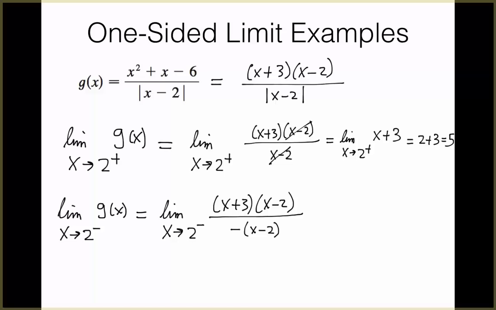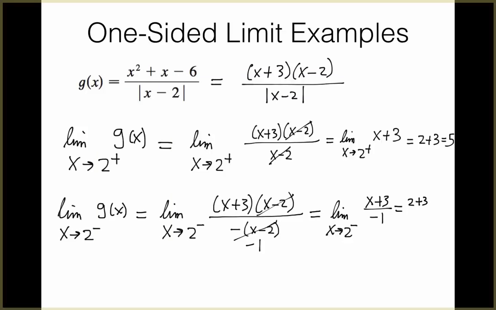So now when I cancel a common factor of x minus 2, I'm left with a factor of negative 1 in the denominator. And so I get the limit as x approaches 2 from the left of x plus 3 divided by negative 1. Now when I use direct substitution, I get 2 plus 3 over negative 1, which reduces to negative 5. So the right-hand limit as x approaches 2 is 5. The left-hand limit as x approaches 2 is negative 5.